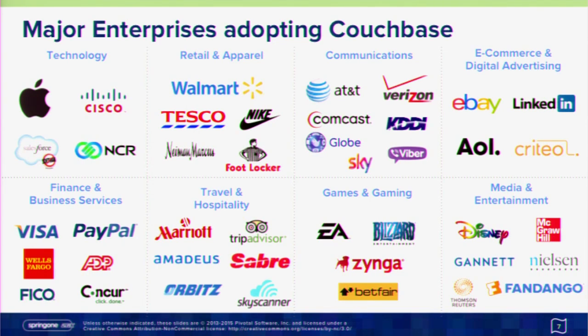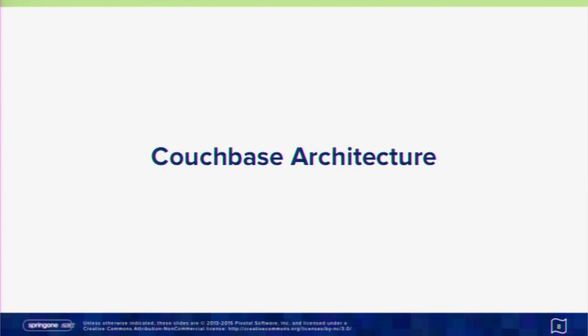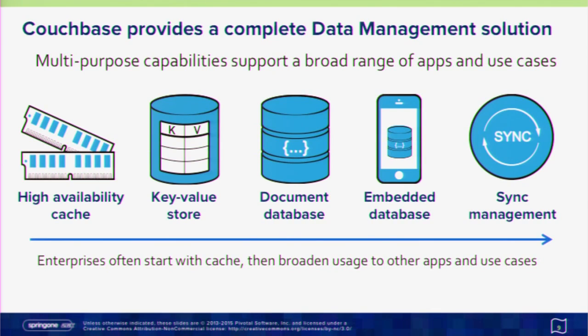A couple of customers we have, as I said, Apple, eBay, Walmart, Tesco. If you want to check this out in detail, you'll have the slides. That's just to tell you a bit about the company. Now about the architecture. As I said, we come from key value and JSON store, so you can do high availability caching because of this key value in everything.